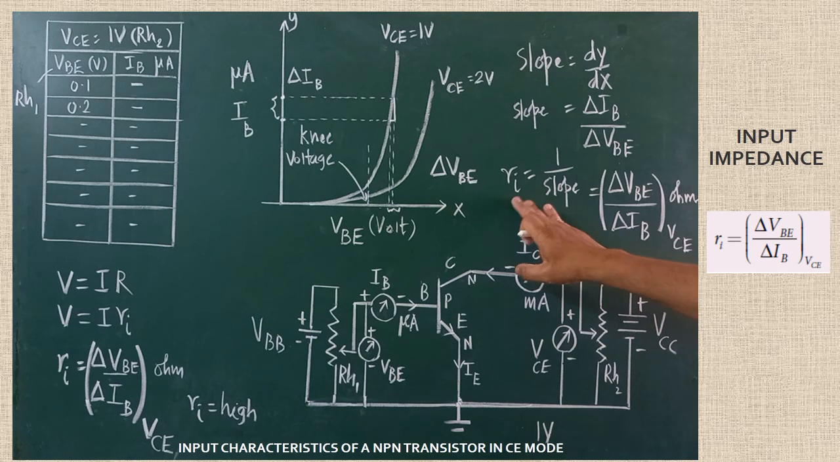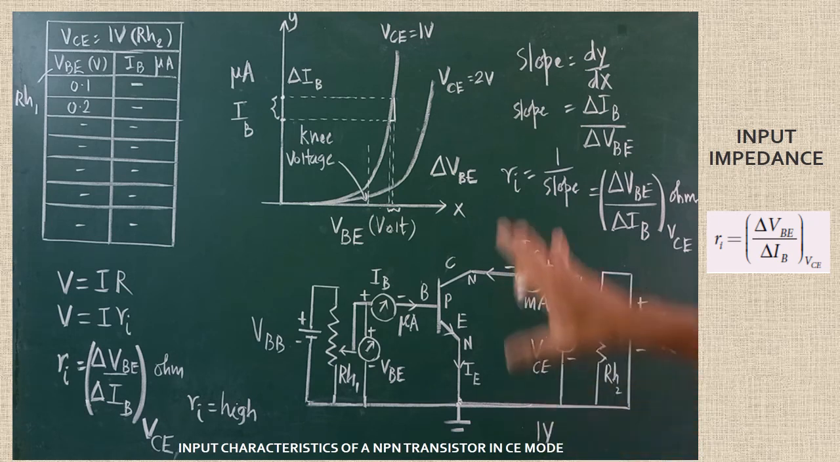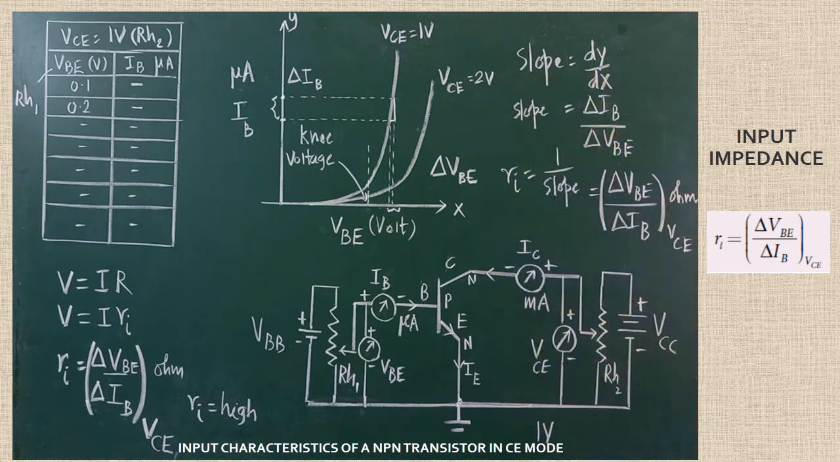Usually the Ri value will be comparatively high, basically in the case of the CE mode. Are you clear? So this is the complete description about input characteristics of the transistor. From there we have found out the input impedance. This is one of the important parameters of the transistor. Understood?